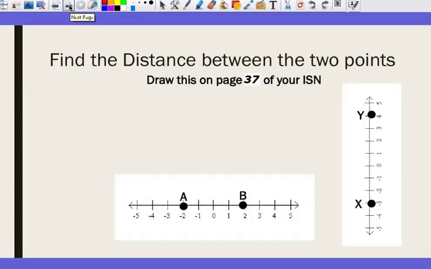All right. So in your ISN on page 37, I want you to draw these two number lines. Draw two number lines. This number line here, this number line here. They do not need to be perfect. Make them about this big. So don't make them too big.